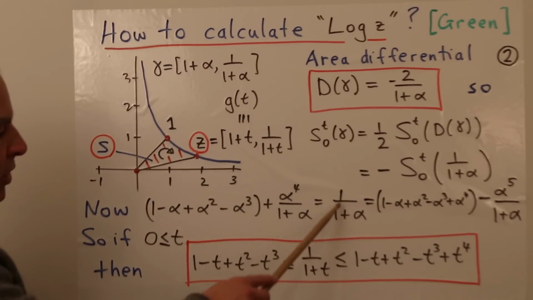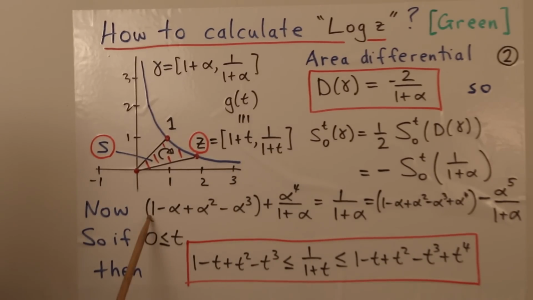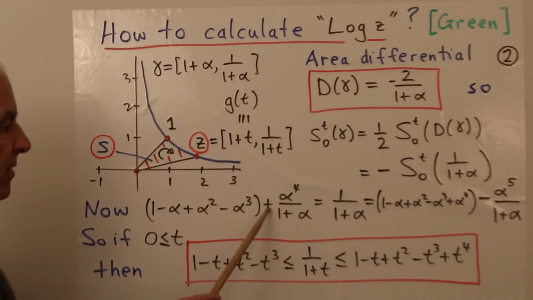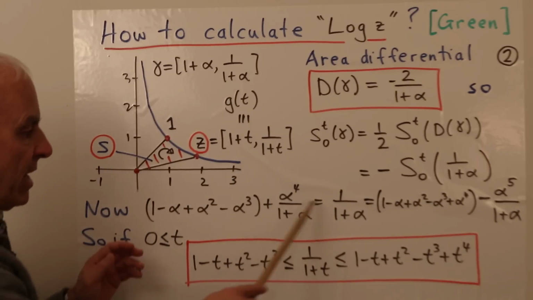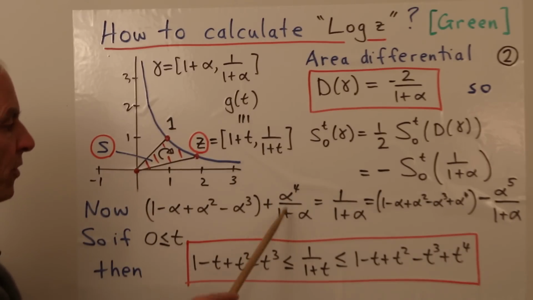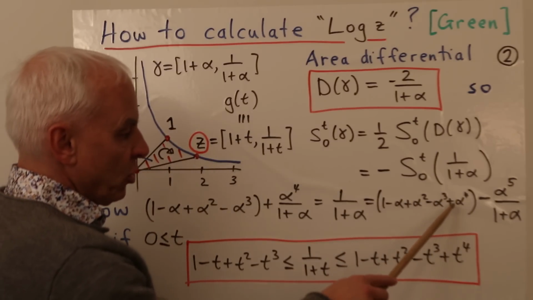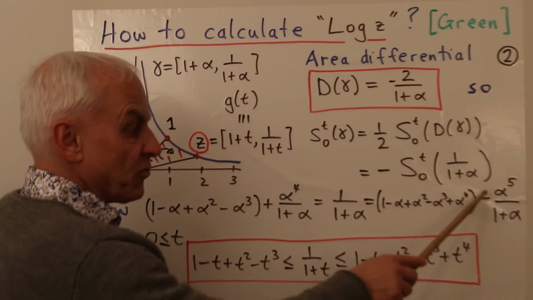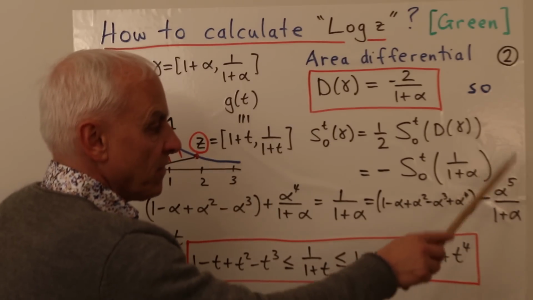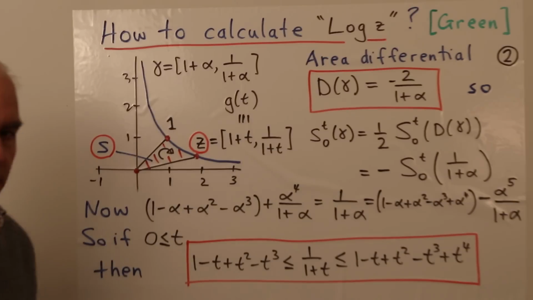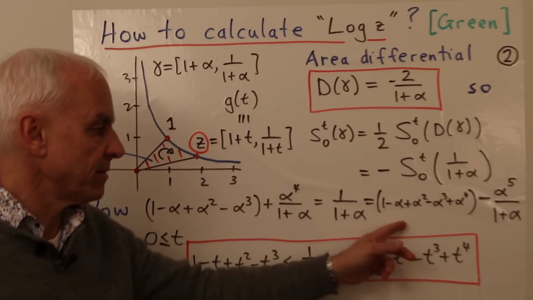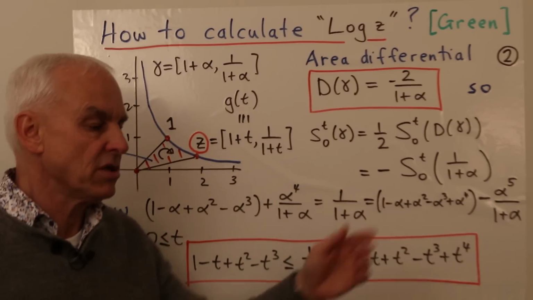So we can write 1 over 1 plus alpha as 1 minus alpha plus alpha squared minus alpha cubed. It's like a little geometric series. And then the extra thing that we have to add to make things equal is alpha to the 4th over 1 plus alpha. If we go up one term, we get 1 minus alpha plus alpha squared minus alpha cubed plus alpha to the 4th, and then we have to subtract alpha to the 5th over 1 plus alpha. So these are just identities of rational or quotient polynumbers.